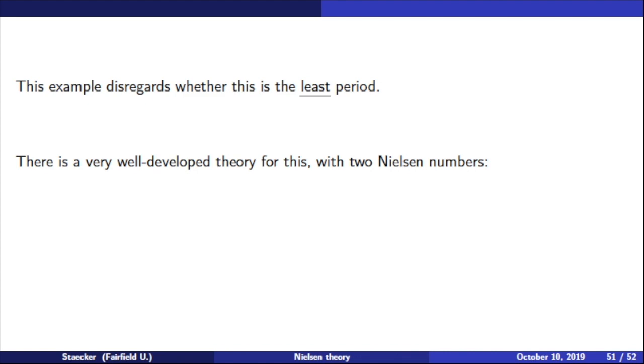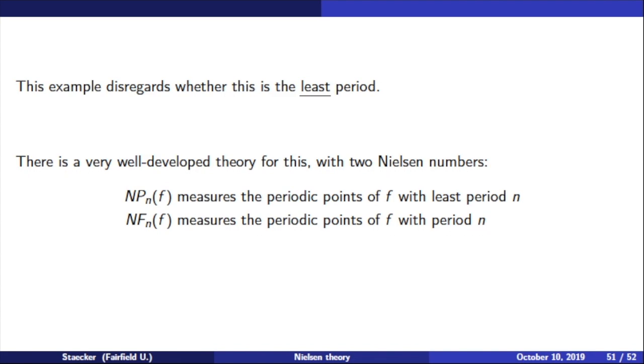Anyway, there is a Nielsen theory for periodic points, and there are 2 different Nielsen numbers. They are called different things, but like NP_n, this measures the periodic points with least period n, and NF_n, this is another Nielsen number, measures the periodic points of any period n, not necessarily the least period. It's always surprising to me that NP_n turns out to be easier to compute, the points with the least period. The NF_n is harder, but there are 2 different Nielsen theories for this. Like you might expect, on circles and tori, there are nice formulas for these numbers, but otherwise it's quite difficult and not much is known about computing them.